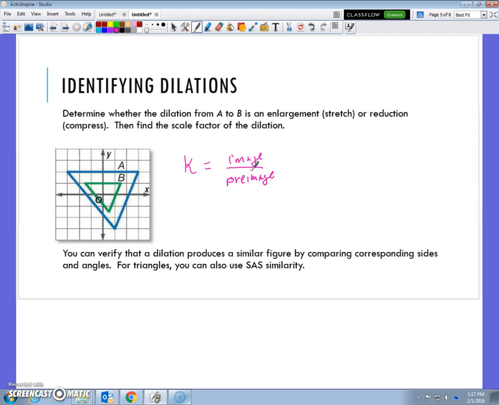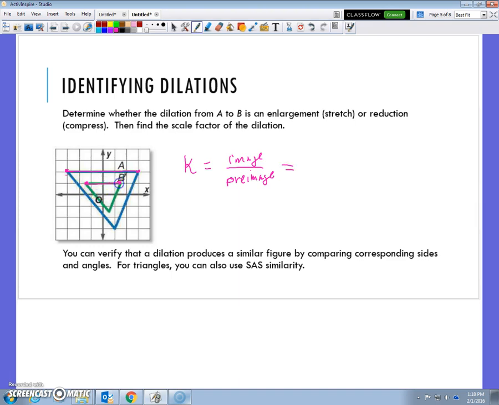All right, and so I just need a corresponding side of each. Now, I could pick any of these sides as corresponding sides, those two, or these two right here. But really, these are going to be the easiest because I don't have to use the distance formula to find how long they are. I'm going to use this distance right here for my pre-image and this distance right here for my image itself. So my image distance goes from negative 1.5 to positive 1.5.